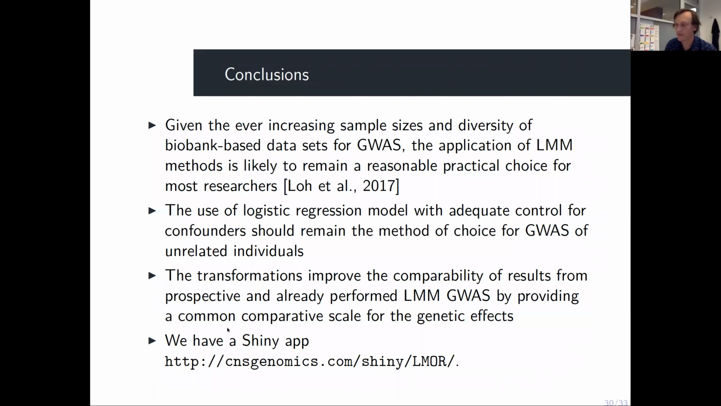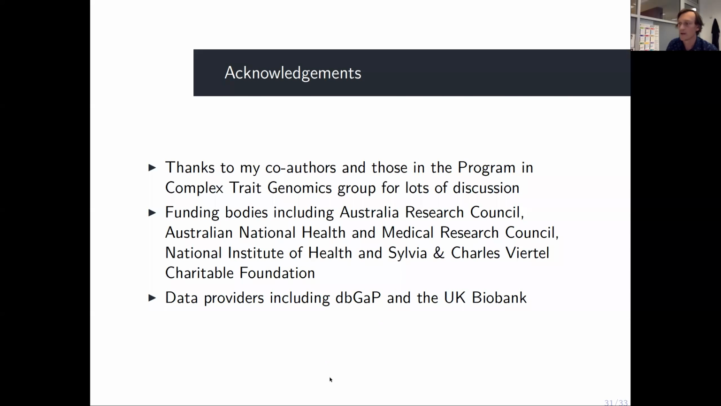So it'd be great if people are interested in this method to actually do that and test it. And if you're interested in the method, read the paper that's coming out in Genetics in the next few weeks. I'd like to acknowledge everyone in the group here for their sharing of the problem and the discussion, the funding bodies, and those data providers for providing the data.